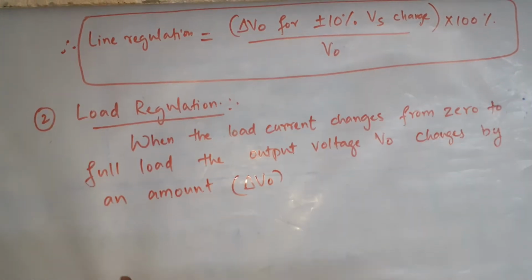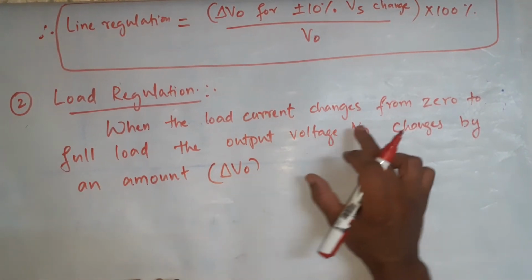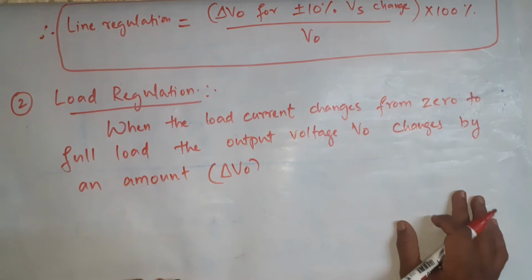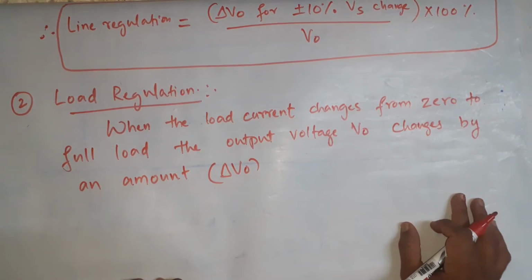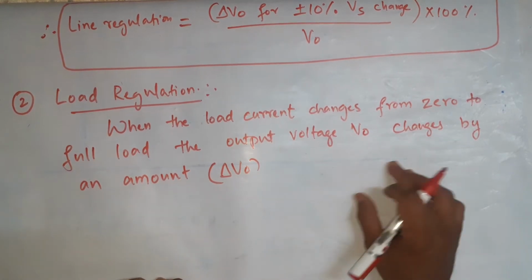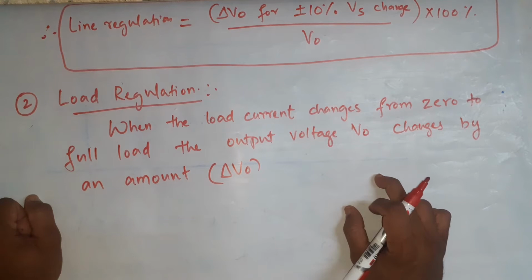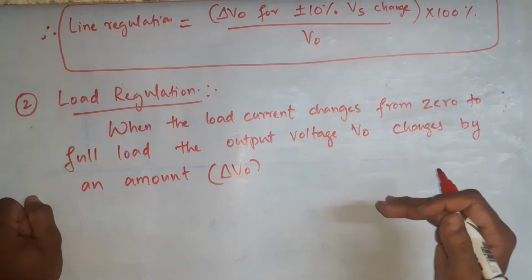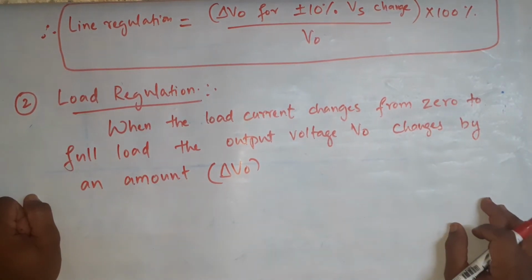Let me write. See the statement. Load regulation means when the load current changes from 0 to full load. When the load is 0, what will be the current, and when the load is full, what will be the current. So this change in the load current will cause a change in the output voltage.